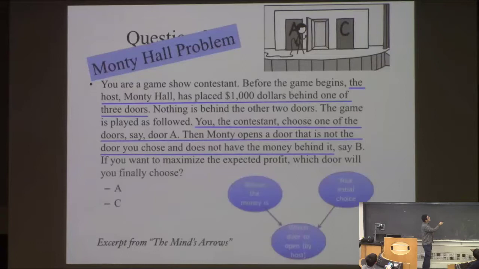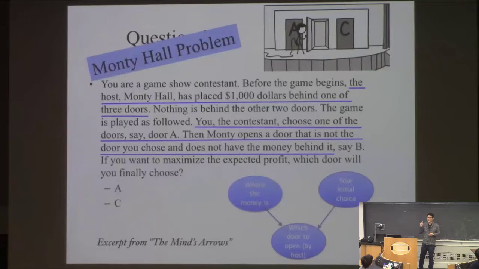We know that originally they are independent. Where the money is, it's independent from your initial choice, because you have no idea where the money is. And then which door is to be opened by Monte Carlo, by the host, is clearly a common effect of the two independent things, right? And then after this happens, after you see which door is opened, you know, oh, they are dependent. They are dependent, meaning that your initial choice actually contains information about where the money is, right? Then you have to rethink, at least you have to rethink your decision.